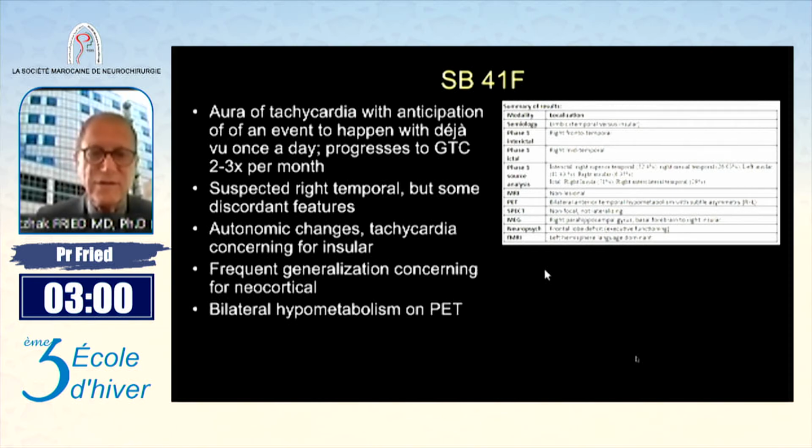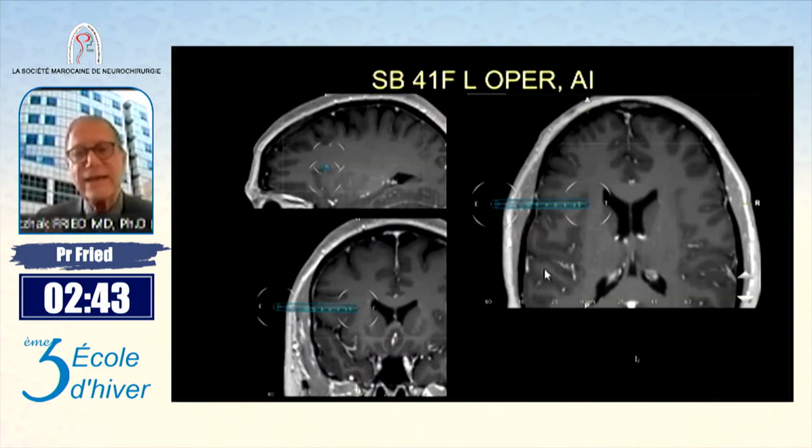The hypothesis was temporal versus insular. So we have frequent generalization, which is not very typical of mesial temporal lobe epilepsy. So there were some red flags here, okay? So in this kind of case, we ended up implanting the insula at several locations.